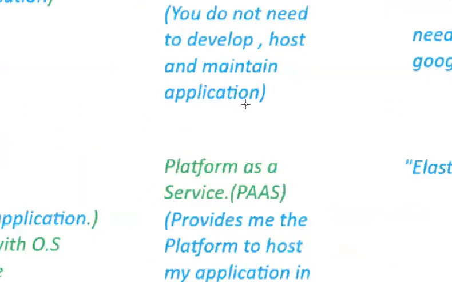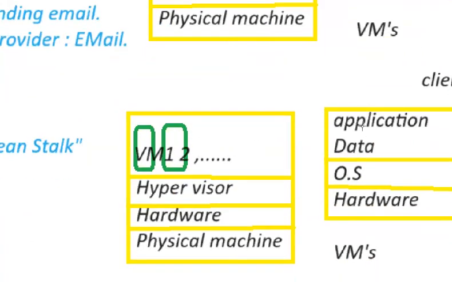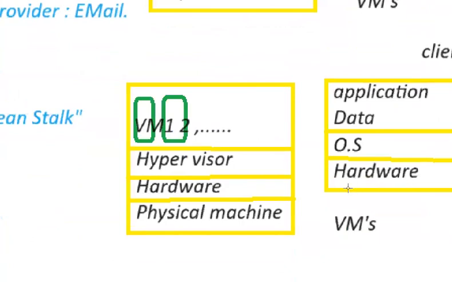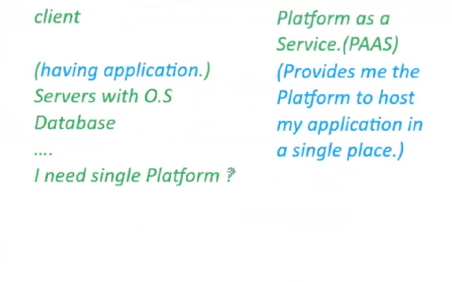Coming to software as a service, do we have any control over data, sir? We have control only over the application and data. We do not have control over changing the operating system or the hardware, or over networking and storage. We don't need to worry about everything else. Now I have an application, and I need a data center.